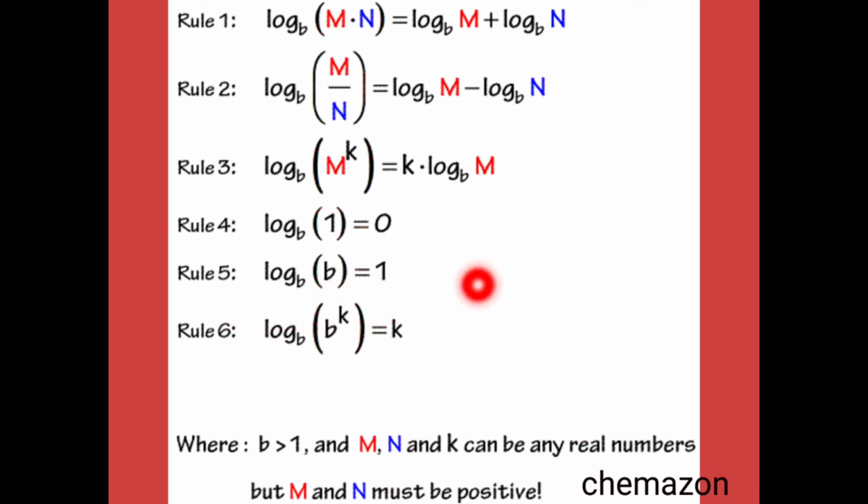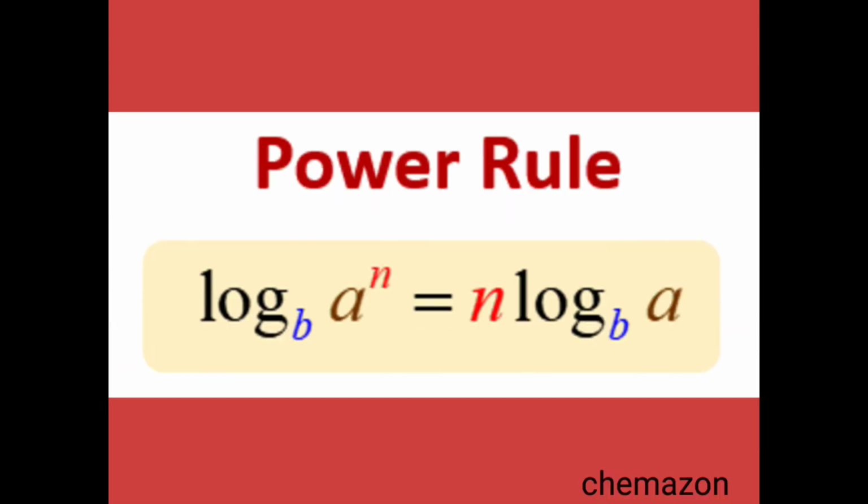So very important that b should be greater than 1. Why? Because log of a negative value cannot be defined. And m and n should be positive. That is what I said, that the argument should be positive.